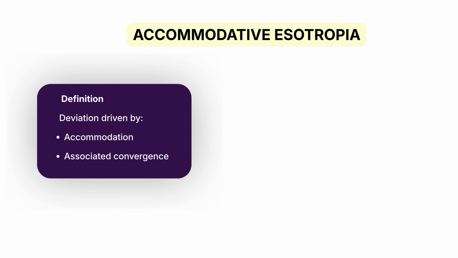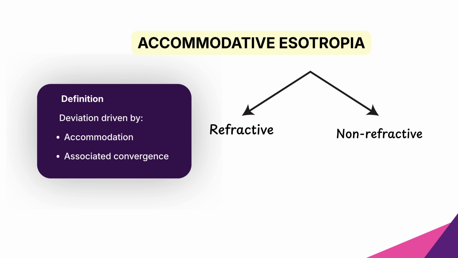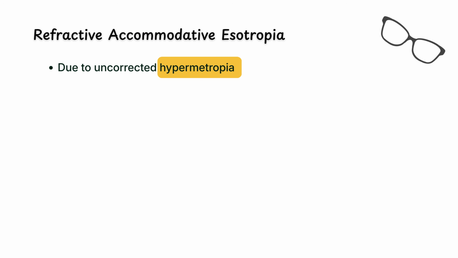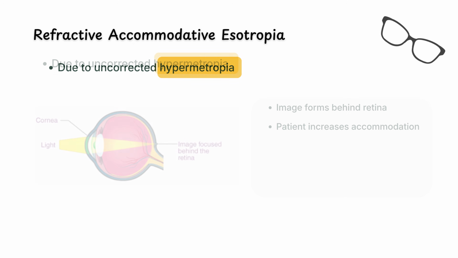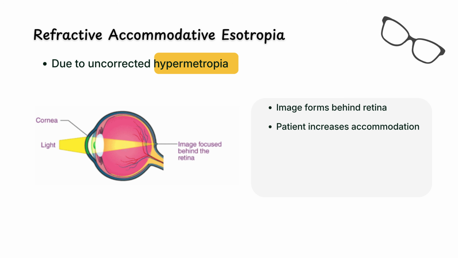In accommodative esotropia, the inward deviation is driven primarily by accommodation and its associated convergence. Accommodative esotropia can be further subdivided into refractive and non-refractive types. The refractive type is the most common type. It is associated with uncorrected hypermetropia. In uncorrected hypermetropes, the image falls beyond the retina, and in order to obtain a clear image, the patient increases their accommodation to bring that image back on the retina. Due to the normal accommodation and convergence link in these patients, this leads to excessive convergence and therefore esotropia.